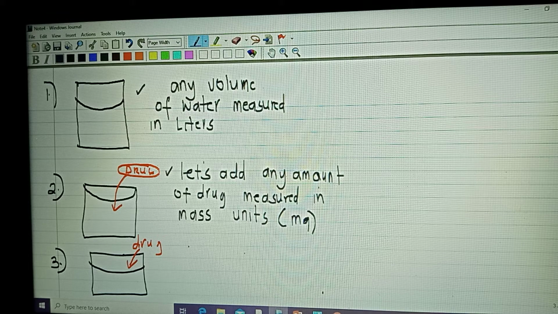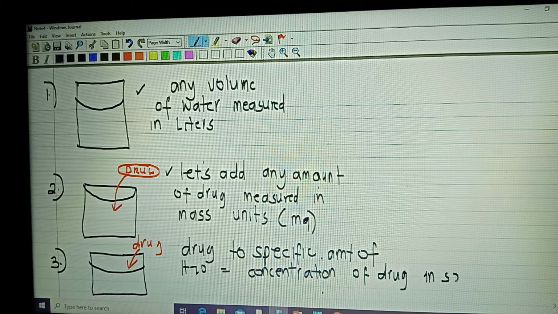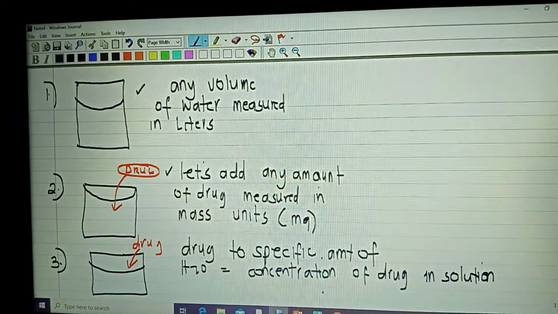Okay, so once we add amount of drug to a specific amount of water, what do we have? We now have a concentration of drug in solution. That is, of course, a recap, class, okay?